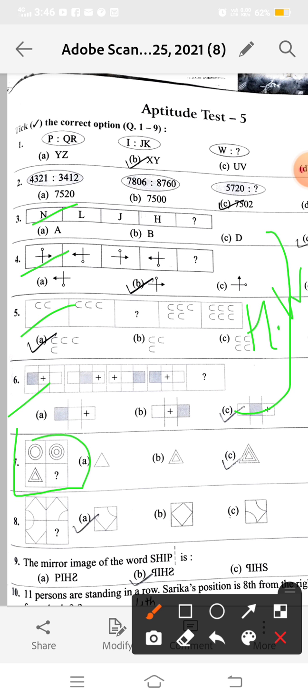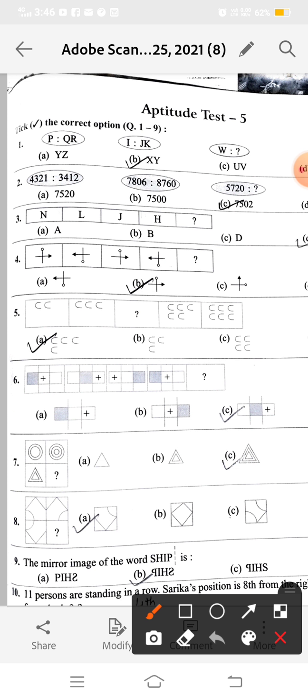What is given here? We need to observe the pattern. See, we have one circle in the first box, but two circles in this box, and in the second box we have three circles. Now here we have two triangles. Now what will come here? It means three triangles. So which is our answer? This is option number C. Option number C is our correct answer.